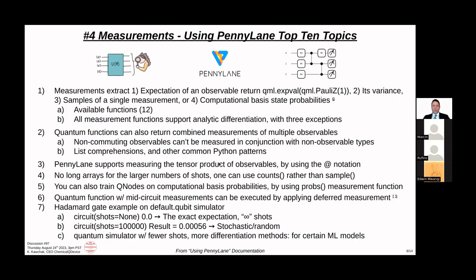And then you'll see a lot of this comes down to what you want the data to be after it goes through the quantum circuit. Like, what form do you want it to be? So you'll see things like counts rather than samples. If you use counts, it's not as long an array as if you use samples. You can also train QNodes on computational basis probabilities using probs.